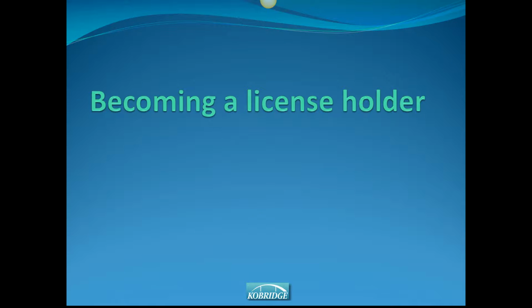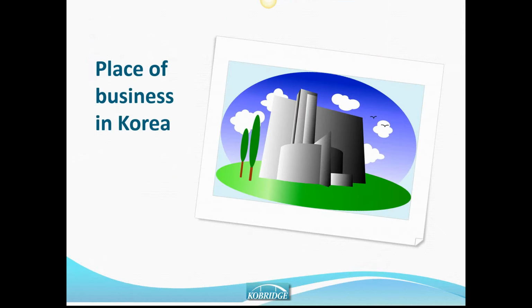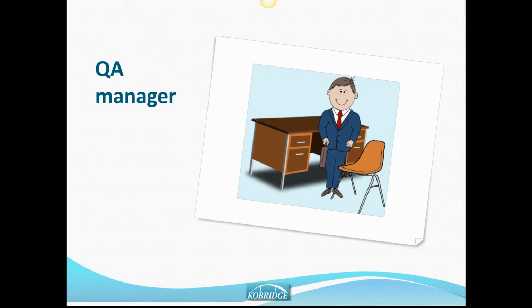How to become a license holder? There are two things required, two things very important. First one is to have a place of business in Korea. Now what it means is just to have physical space on Korean territory, a registered place, and the second one is to have a QA manager, quality assurance manager.